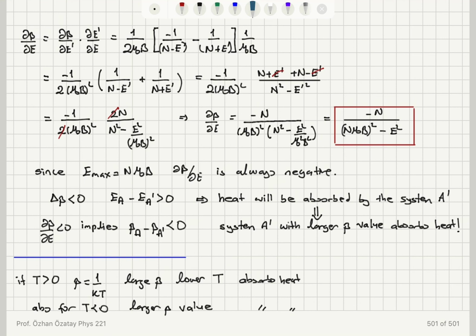Now for positive temperatures, this was already true. Larger beta value corresponds to lower temperature, so it will absorb heat. But it's also true for negative temperature values. The larger beta system, because you can see del beta del E is always negative. This is going to imply that when E_A is greater than E_A prime, beta A is less than beta A prime. So the system with the lower energy will be absorbing the heat. So that's A prime will be absorbing heat, but A prime has the larger beta value.